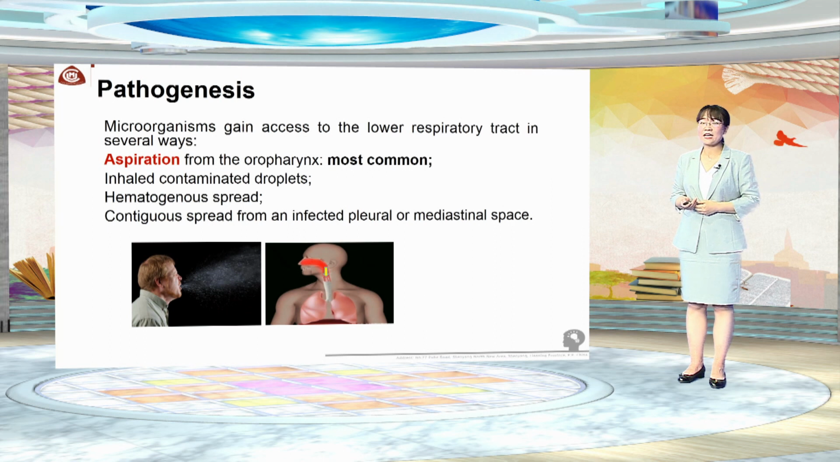Microorganisms gain access to the lower respiratory tract in several ways. Aspiration from the oropharynx is the most common pathway. Inhaled contaminated droplets rank second. That's why we wear masks. Sometimes hematogenous spread and contiguous spread from an infected pleural or mediastinal space can occur.